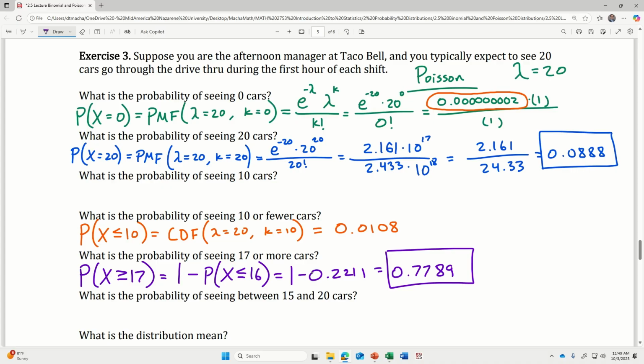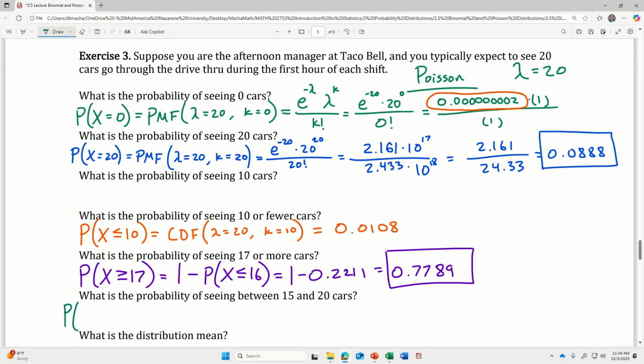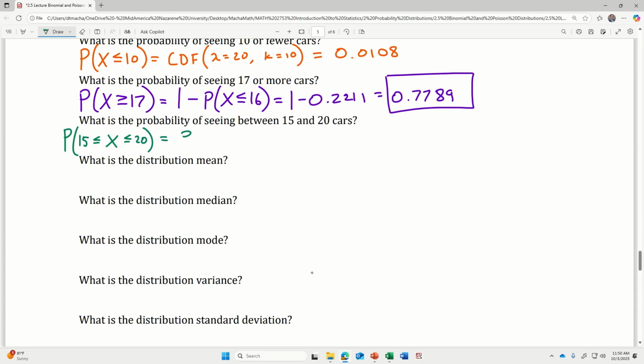All right, what is the probability of seeing between 15 and 20 cars? How do I do this problem? So less than 15, less than or equal to 15. And then the greater than or less than 20.